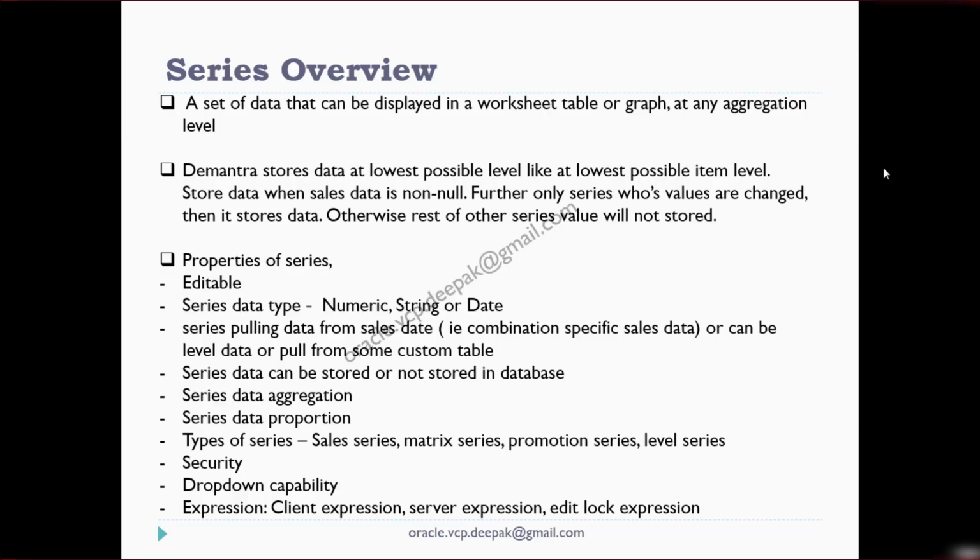Further, if the value of a series is changed, like you're opening the worksheet and there are 5 series, and out of the 5 you have changed only one series value, one specific cell, then once you save, it will save the value for that changed record only. It is not going to save your whole worksheet. Wherever it is changed, only that much will be stored.